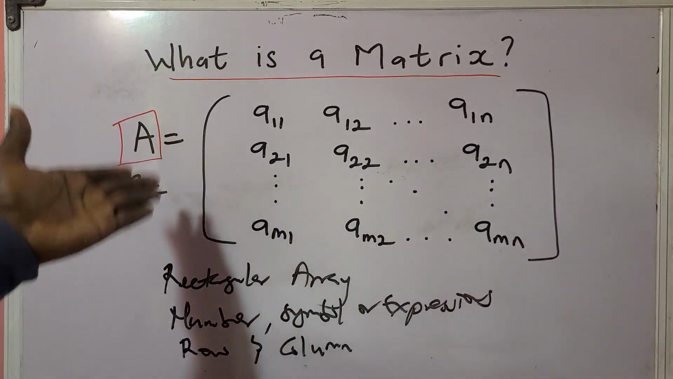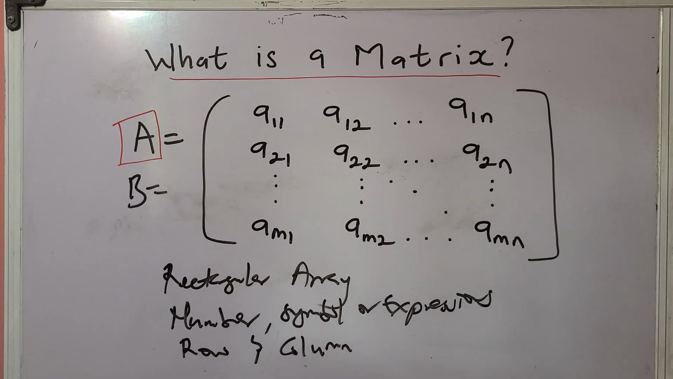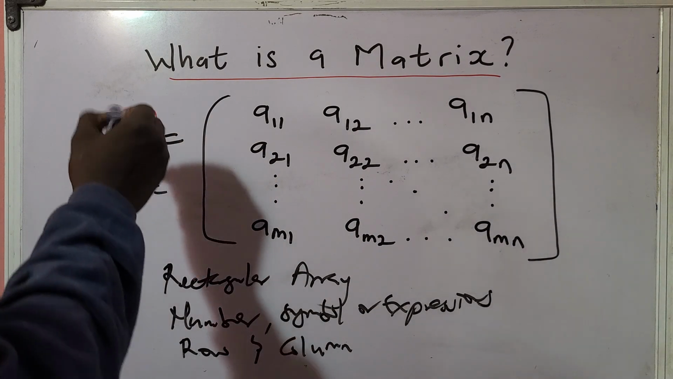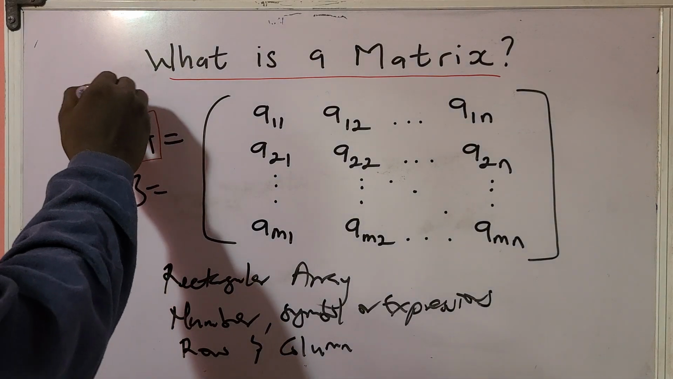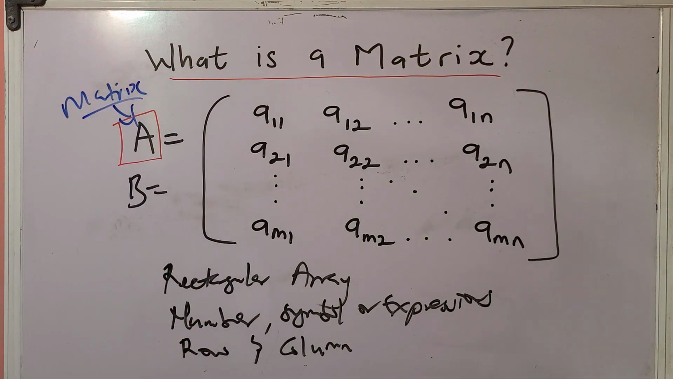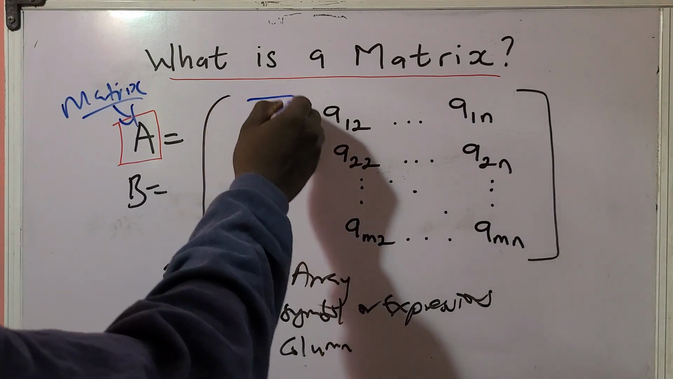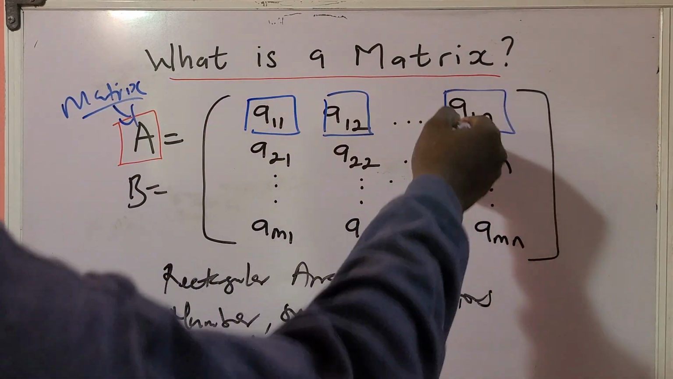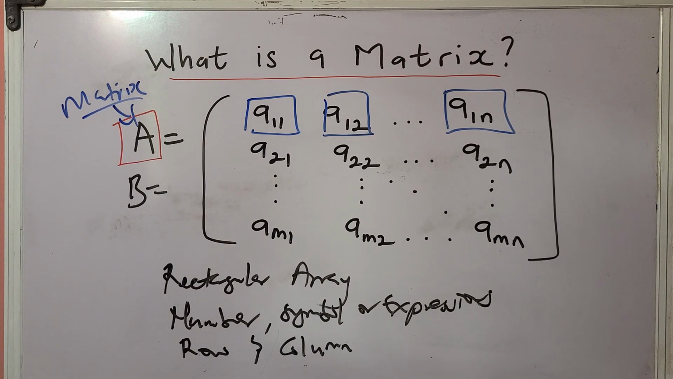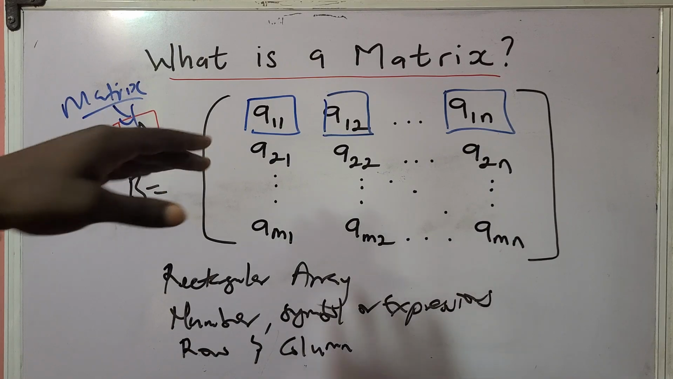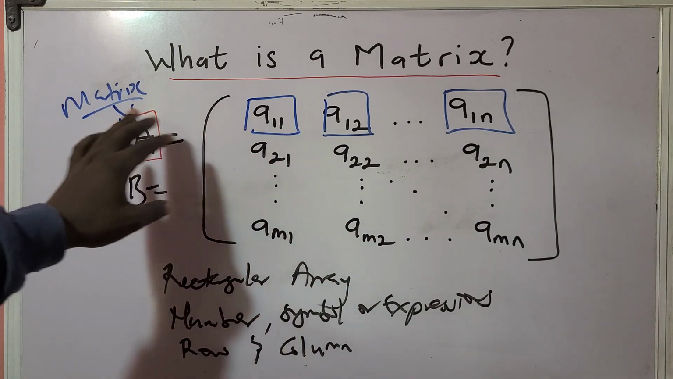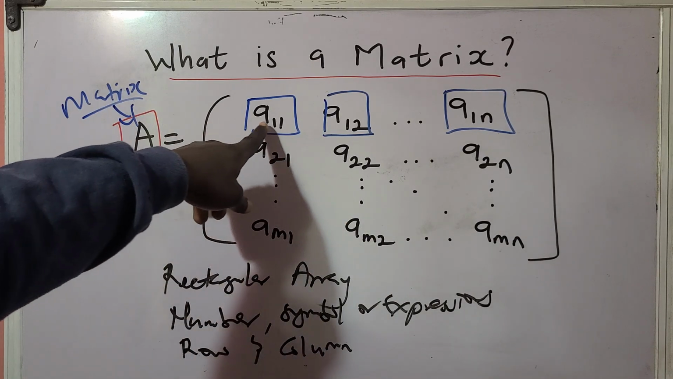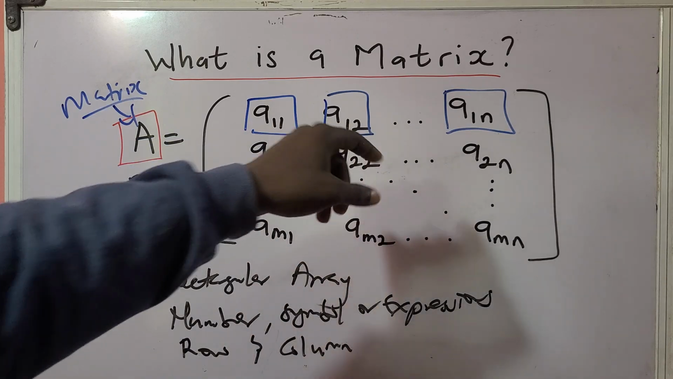Now, number two, what we have as a constituent of this rectangular array, which you can see an example right here, is often called the element of the matrix. So this is the matrix A right here, and these are the various elements of matrix A given within this rectangular array. We often write the elements in small letter. So you can see the constituents of matrix A are written in small letter.